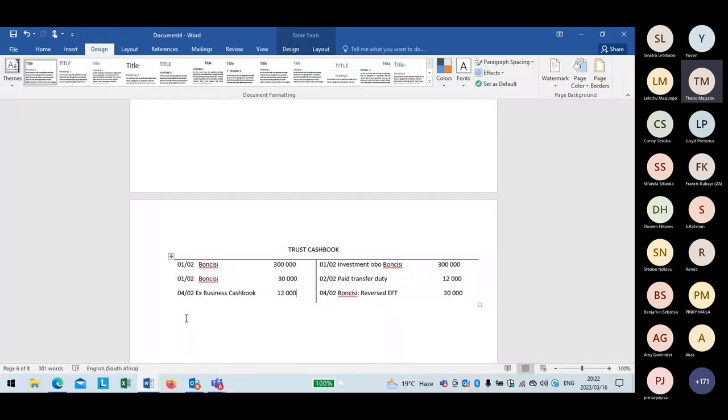What do you do with this? What do you call it first? It's money that we receive. Cash payment. It's a receipt. So we debit trust cash book. And we credit the purchaser.